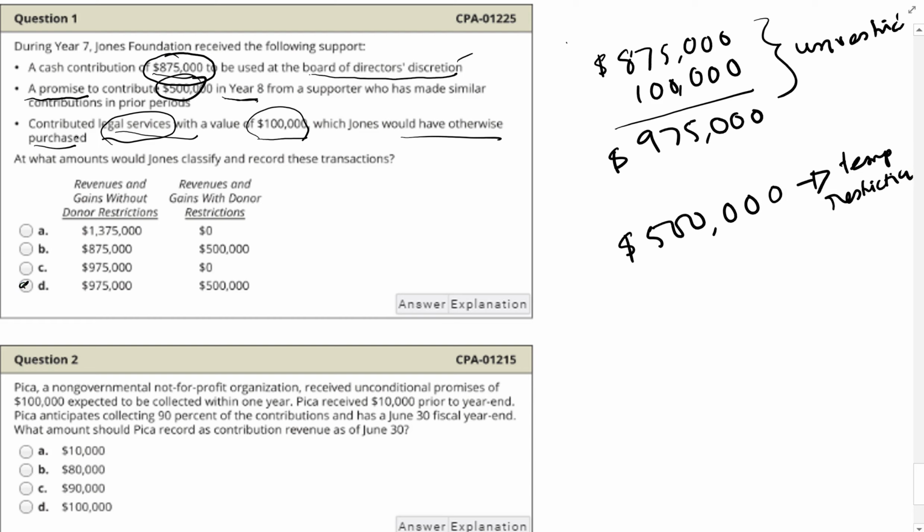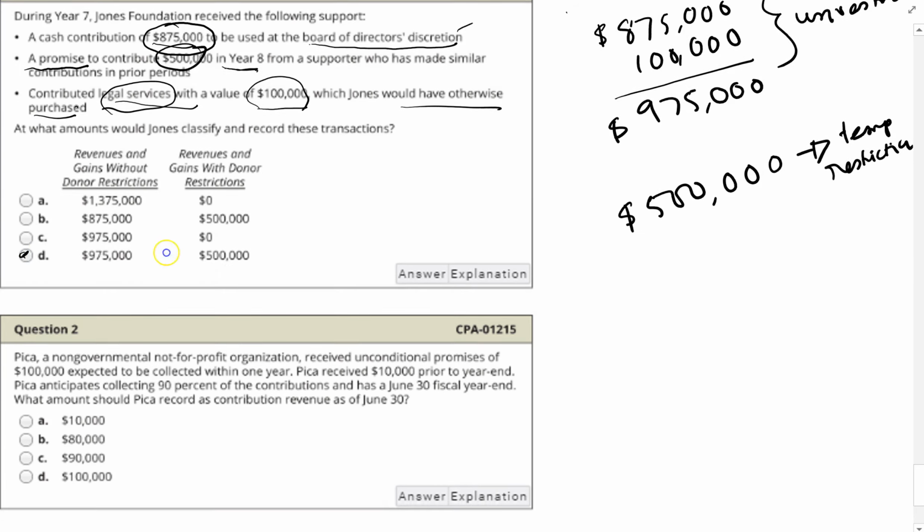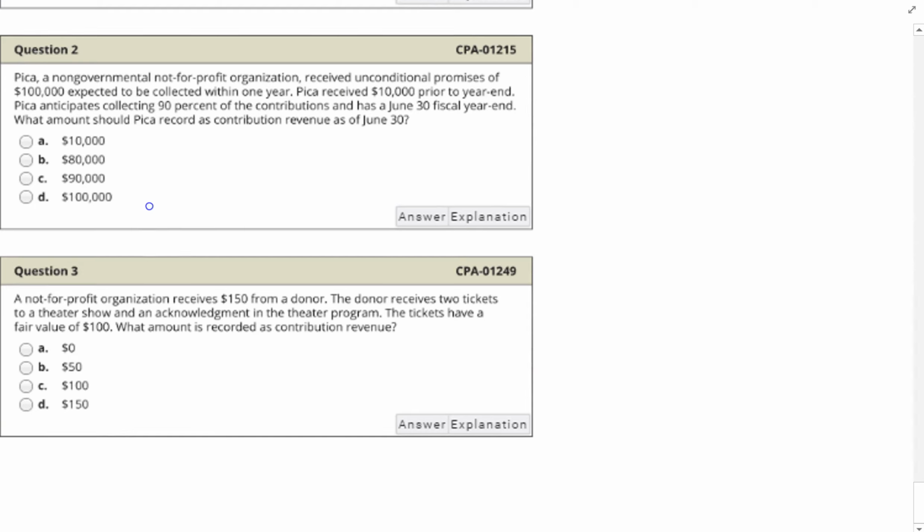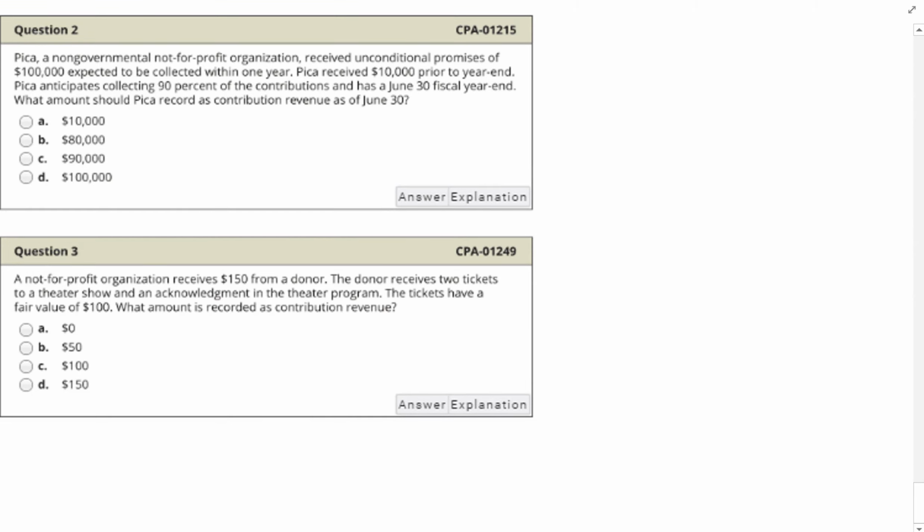Now next question. PICA, a non-governmental not-for-profit organization, received unconditional promises of $100,000 expected to be collected within 1 year. So they're going to collect it in 1 year. This is an unconditional promise or pledge, so it is actually a receivable, and they will receive it soon. PICA received $10,000 prior to year end. PICA anticipates collecting 90% of the contribution and has a June 30th fiscal year end. What amount should PICA record as contribution revenue as of June 30th?